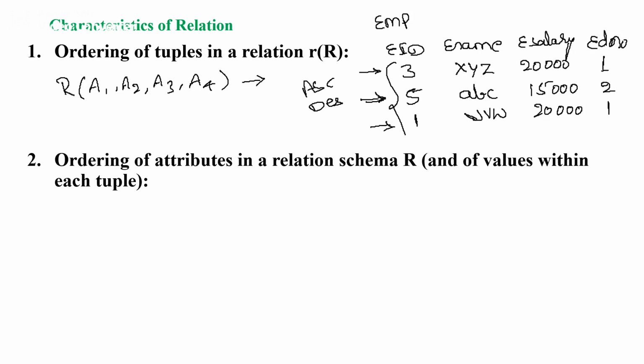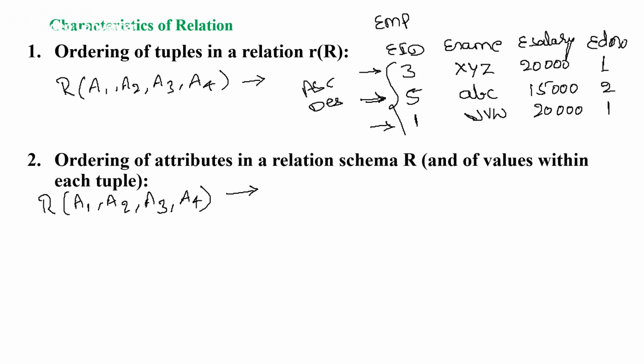The second characteristic of a relation is the ordering of attributes in a relation schema R, and of the values within each tuple. For example, when we create the table in this format, R of A1, A2, A3, A4, the insertion of the values follows the ordering of the attributes, like A1, A2, A3, A4.